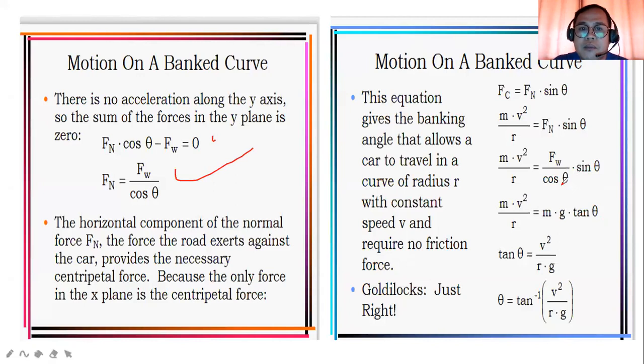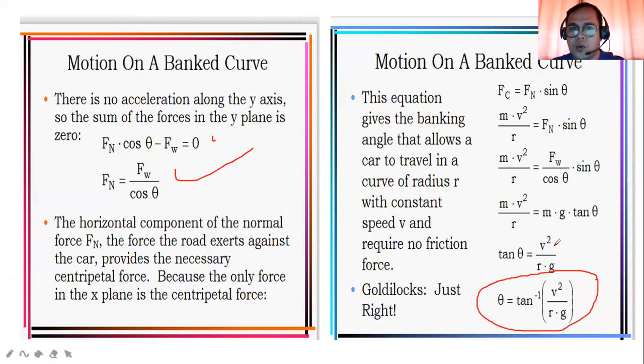I hope that Ma'am Ramos already discussed trigonometric identities in your lesson in math. And then mv squared all over r is equal to mg tangent theta. So tangent theta is v squared all over rg, where theta is tangent raised to -1 of v squared over rg. So this one now is the angle of banking. So this is the required banking angle at a certain speed.